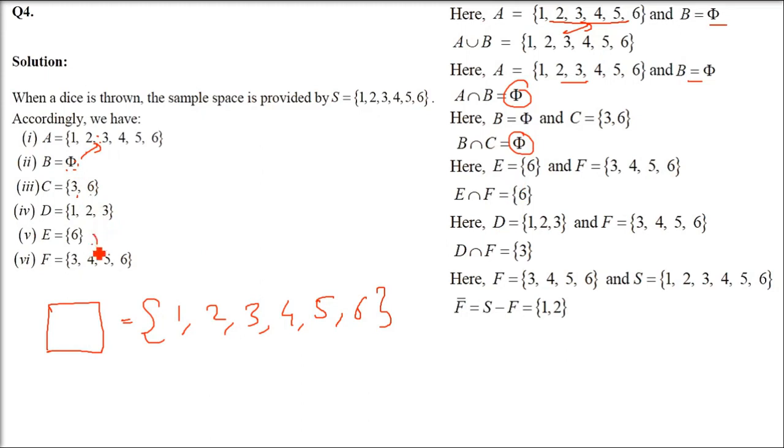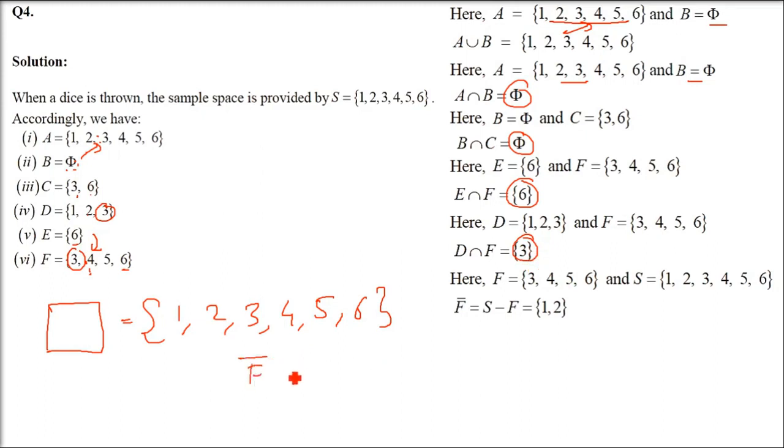E intersection F. That is 6 has to be intersected with 3, 4, 5, 6. So common is what? 6. So 6 will come. Now D intersection F. D and F, what is common? You see only 3 is common. Only 3 is common. And then F complement.